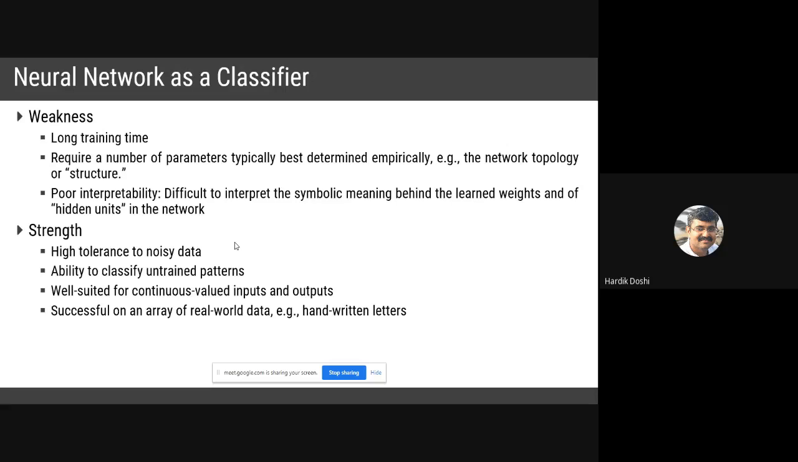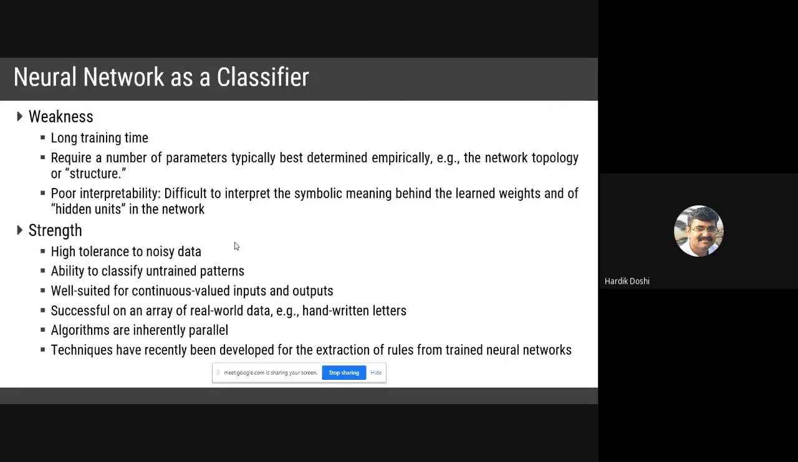It is well suited for continuous valued inputs and outputs, and works successfully on an array of real world data, such as handwritten letters. See, real world data, not computer data. Handwritten characters, handwritten letters, if I want to mine them, then neural networks are highly used. If I want to do character recognition, face recognition, neural networks are highly used. The algorithms are inherently parallel. And techniques have recently been developed for the extraction of rules from trained neural networks. Say for example, I have one neural network which is already trained. I can extract the rules from that very easily.